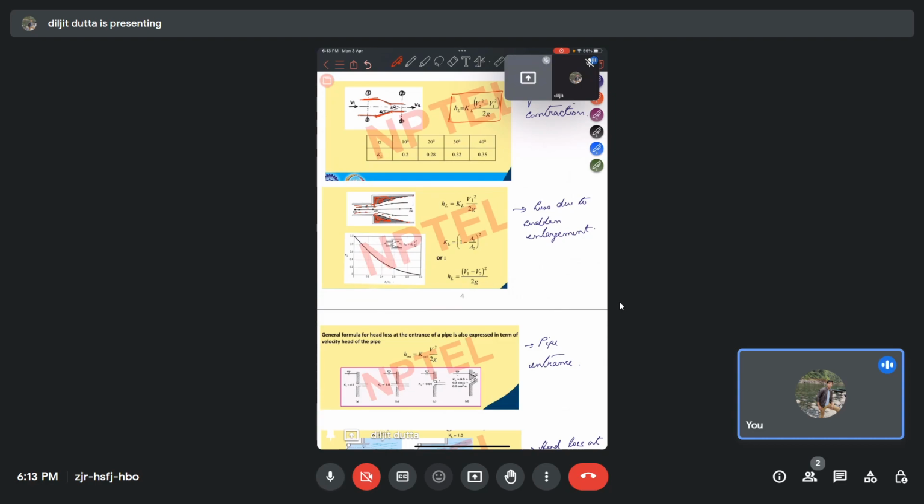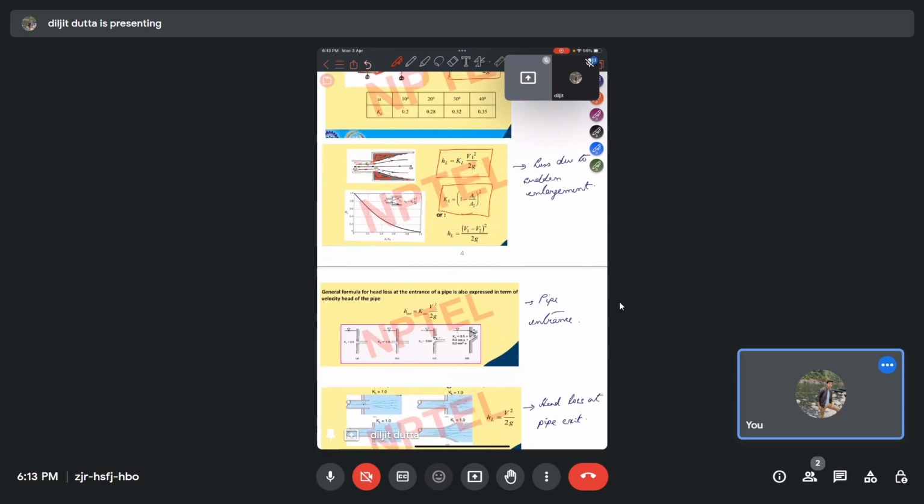leads to some losses in sudden enlargement, and the head loss due to sudden enlargement is given by h equal to KL times V1 squared by 2g. And how can we find KL? KL can be estimated based on the area of the two cross sections. It is (1 minus A1 by A2) whole squared. Therefore, head loss equals (V1 minus V2) whole squared by 2g.